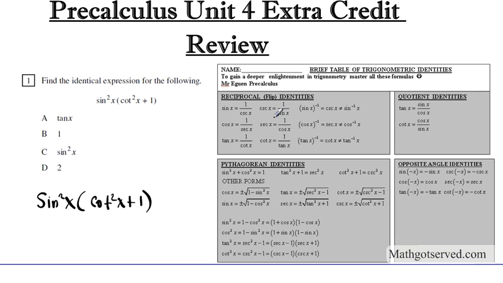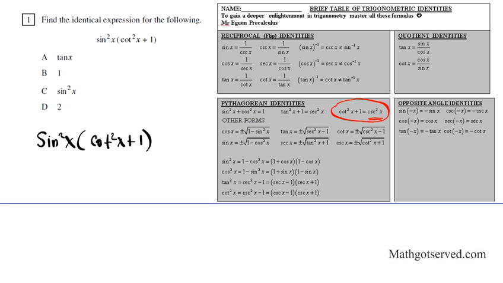If you consult your Pythagorean identities on the table of trig identities, which you'll be provided with on the test, you notice we have a Pythagorean identity that matches cotangent squared x plus 1, which is this variation right here. Cotangent squared x plus 1 equals cosecant squared x. So I'm going to replace cotangent squared x plus 1 with cosecant squared x, its Pythagorean identity. So we're going to have sine squared x times cosecant squared x.